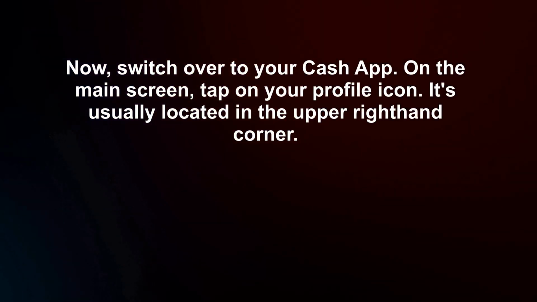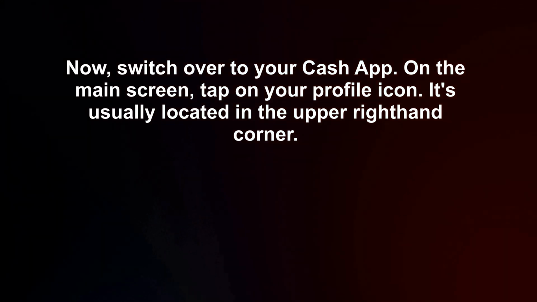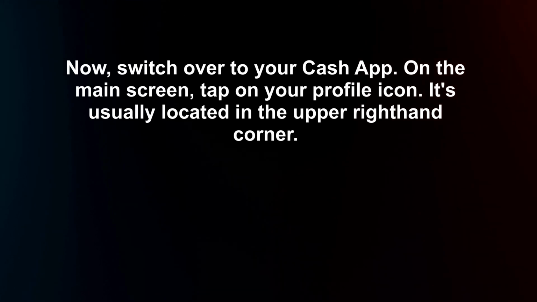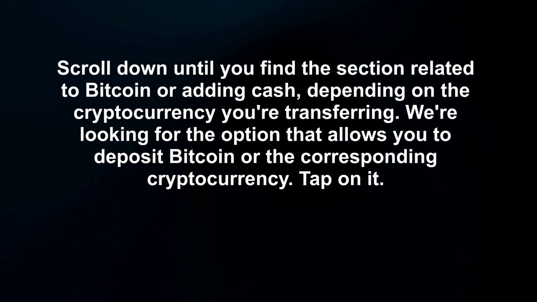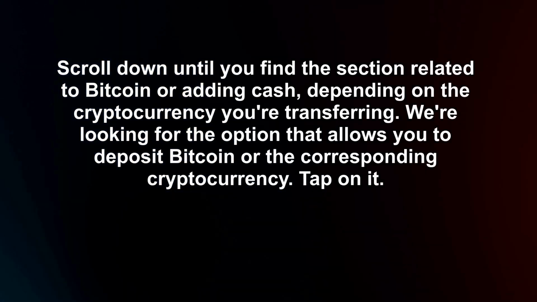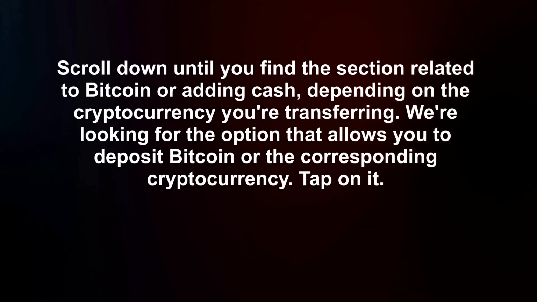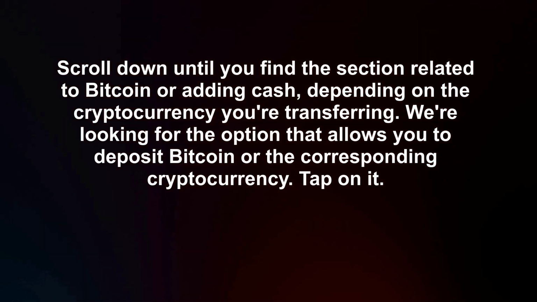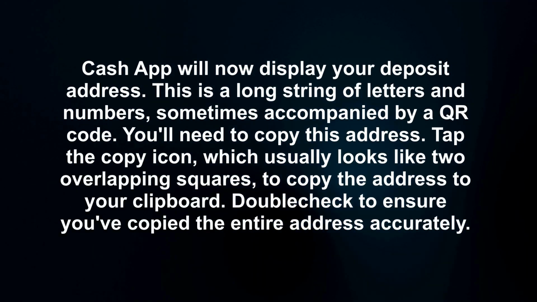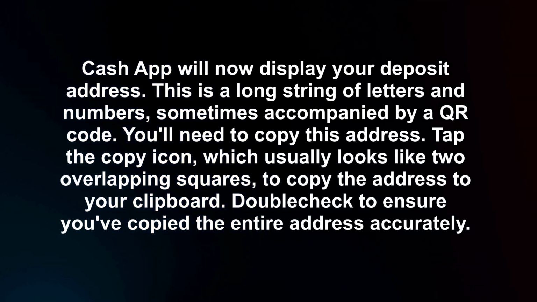On the main screen, tap on your profile icon. It's usually located in the upper right-hand corner. Scroll down until you find the section related to Bitcoin or adding cash, depending on the cryptocurrency you're transferring. We're looking for the option that allows you to deposit Bitcoin or the corresponding cryptocurrency. Tap on it.